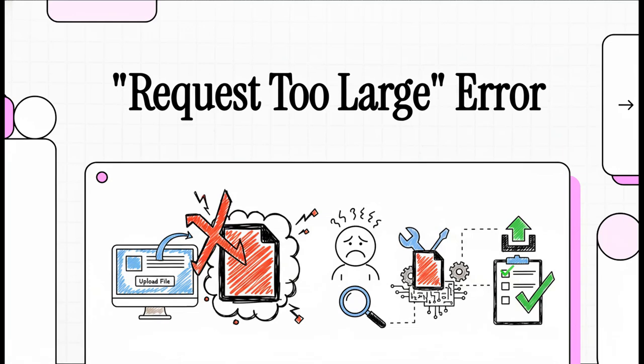Okay, let's dive right in. You've definitely been here before, right? A user is trying to upload a file, everything seems fine, and then, bam! Request too large. It's super frustrating for them, but for us, it's actually a clue. It's our system telling us something's not configured right. So today, we're putting on our detective hats and cracking this case wide open.